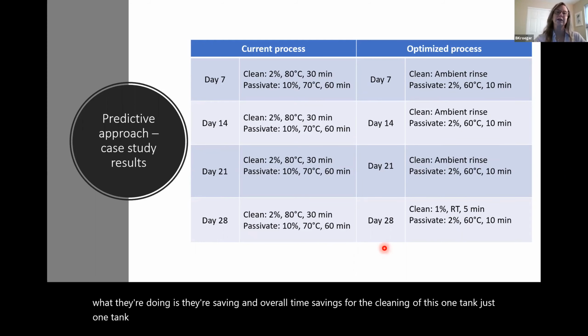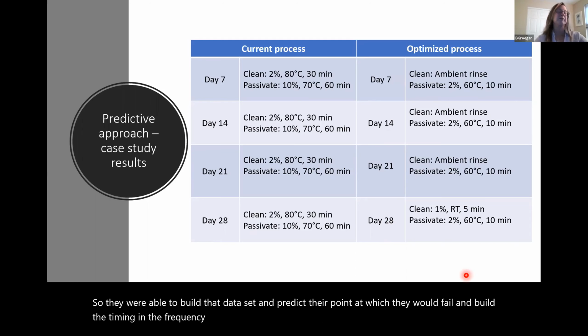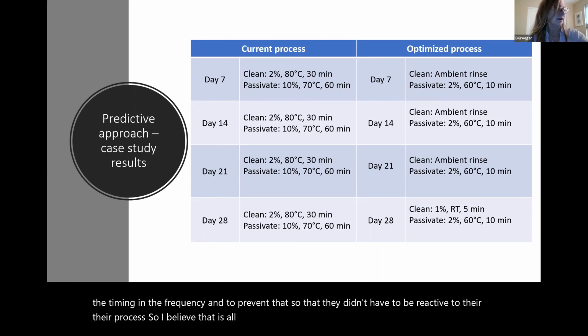So they were able to build that data set and predict the point at which they would fail and build the timing, or the frequency, in to prevent that, so that they didn't have to be reactive to their process.